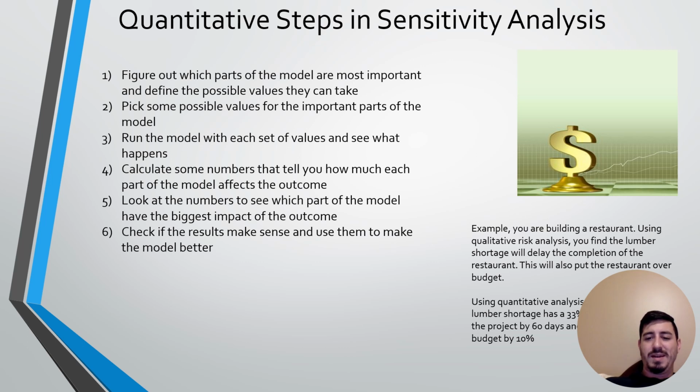You are building a restaurant and you want to use qualitative and quantitative risk analysis. So qualitative, you would find, let's say, a lumber shortage because of COVID-19, right? And it's going to cause a delay in the restaurant. It's going to put the restaurant over budget.